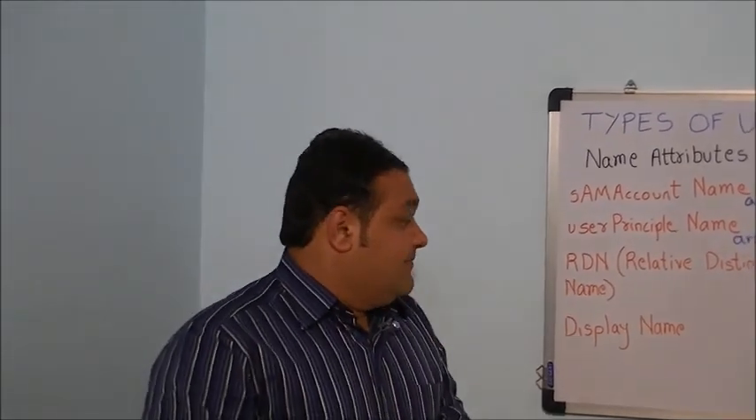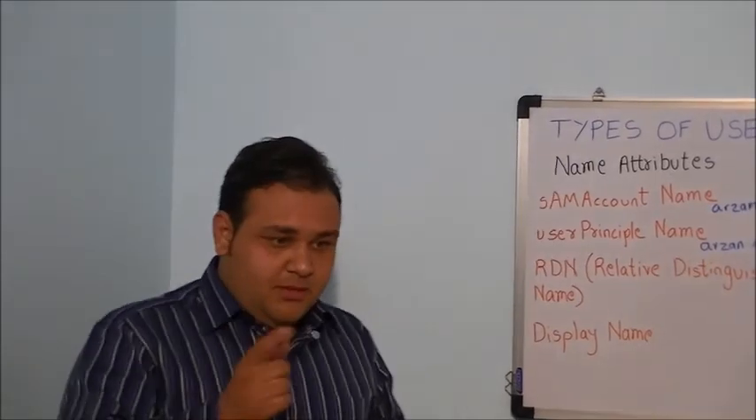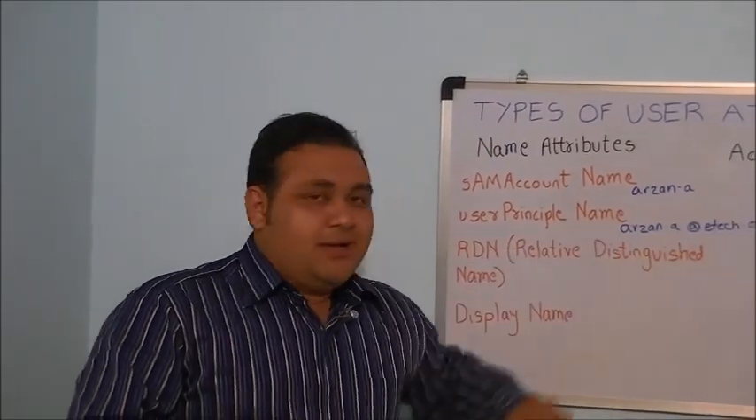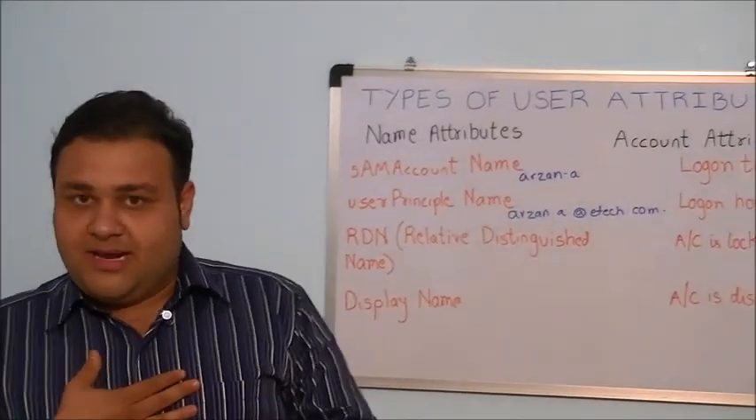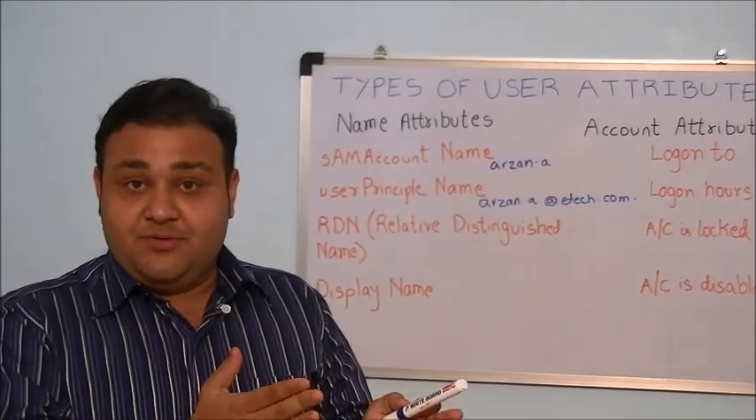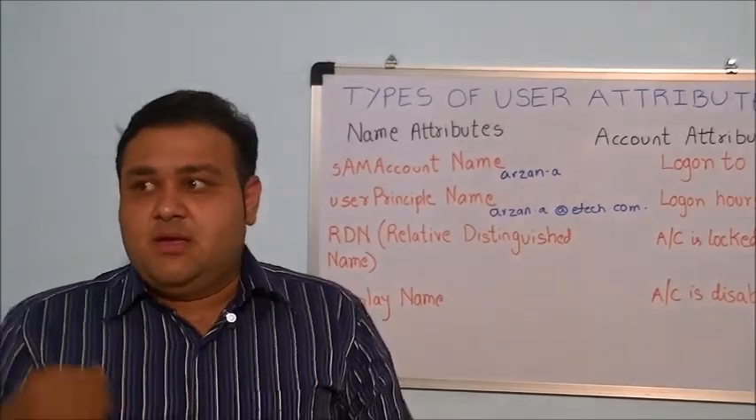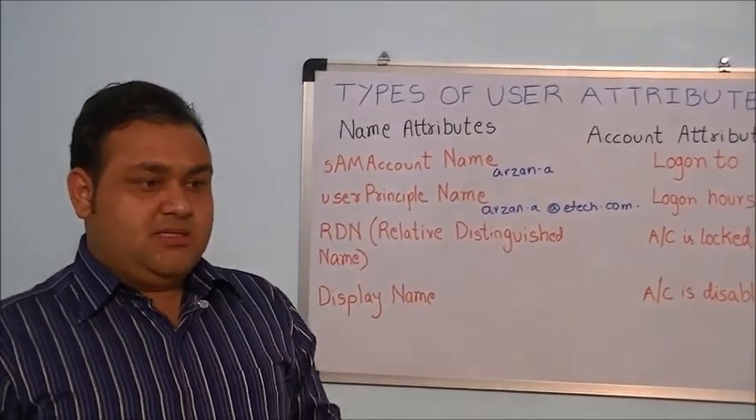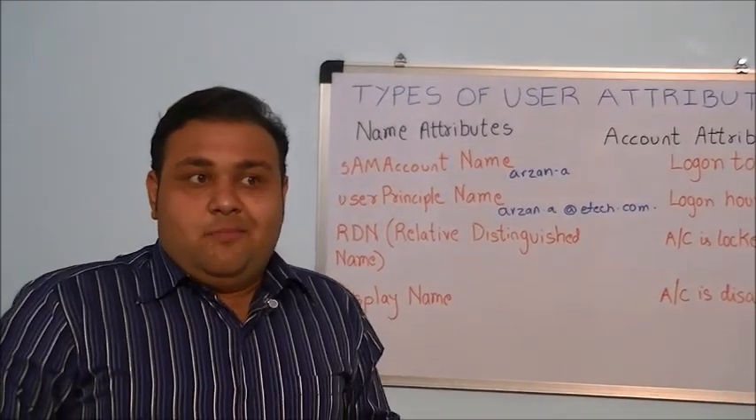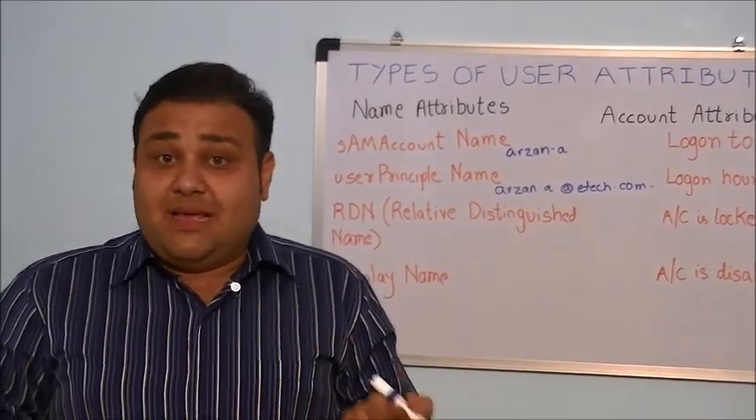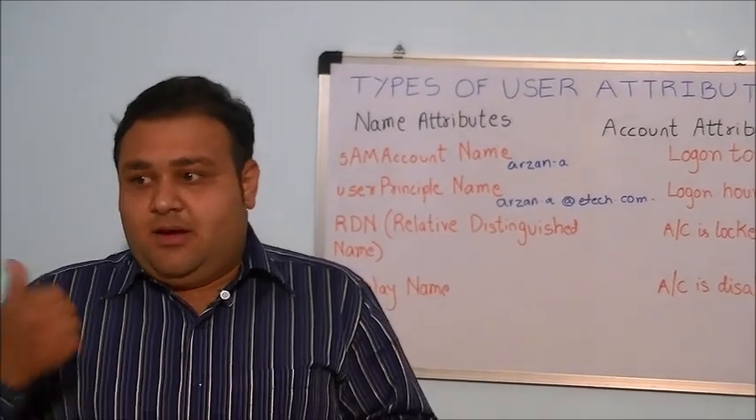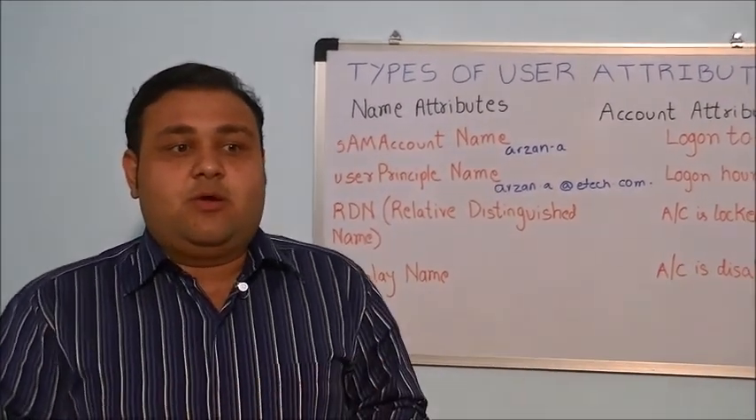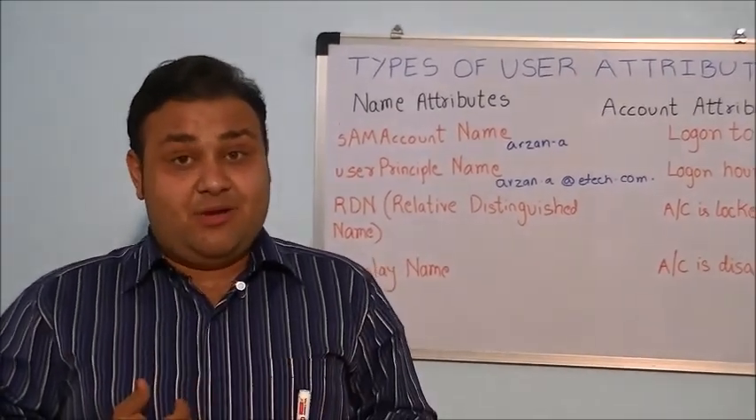The last one is display name. Now this is very important. The SAM account name is arzan.a. If I'm working in an organization, I have logged into my computer, and if I'm not at my desk, somebody comes around, tries to use the computer and finds out that, oh, arzan.a is already logged in. But arzan.a is my SAM account name, it's my ID. Another user or any other person from the company will not be able to recognize me by using that SAM account name.